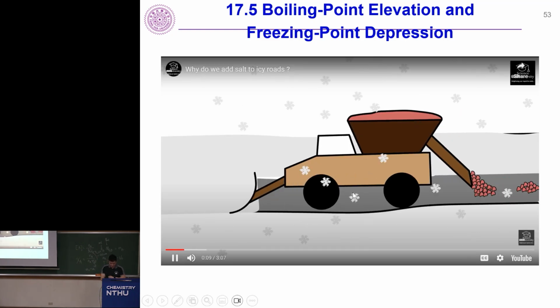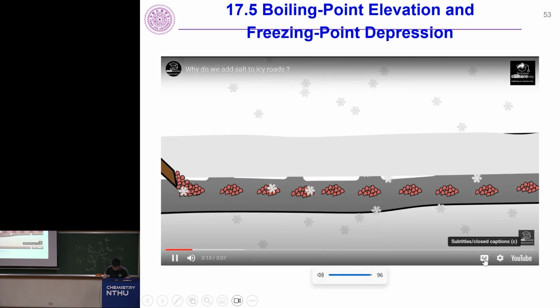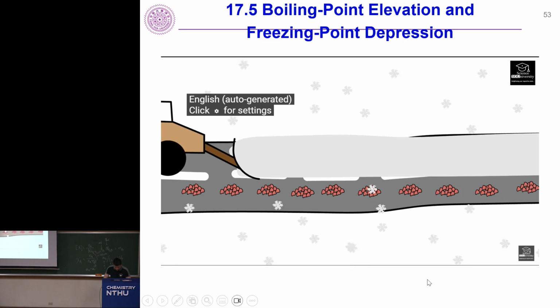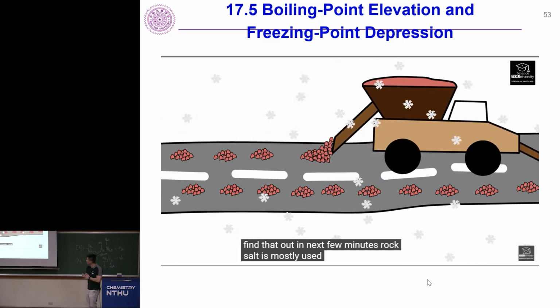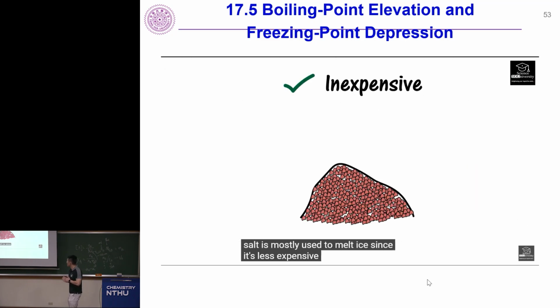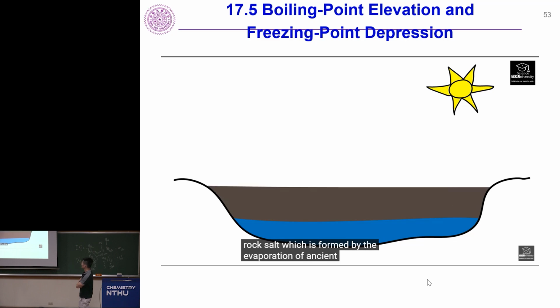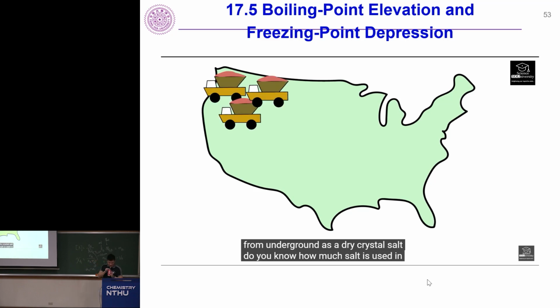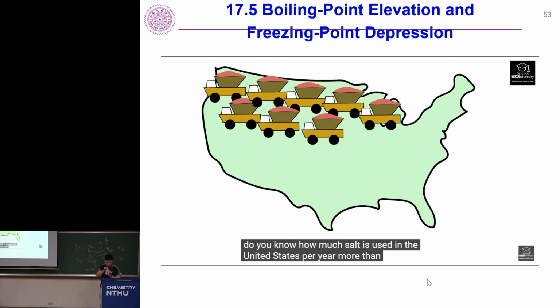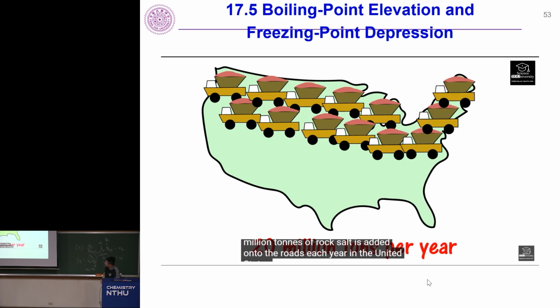City trucks adding salt onto icy roads might be very familiar to you. But do you know why salt is added to icy roads? You will find that out in the next few minutes. Rock salt is mostly used to melt ice since it's less expensive and readily available. Rock salt, which is formed by the evaporation of ancient seas, is mined from underground as a dry crystal salt. Do you know how much salt is used in the United States per year? More than 20 million tons of rock salt is added onto the roads each year in the United States.